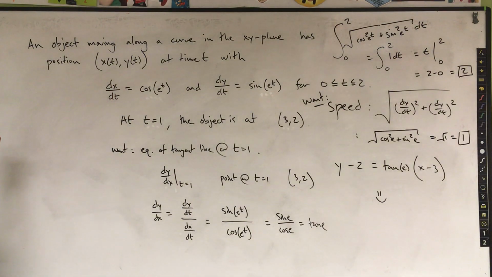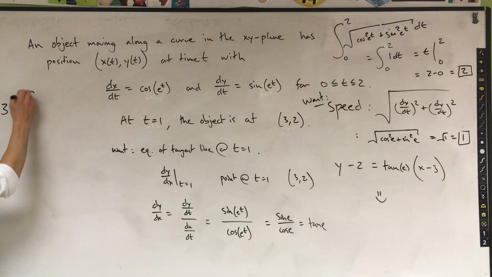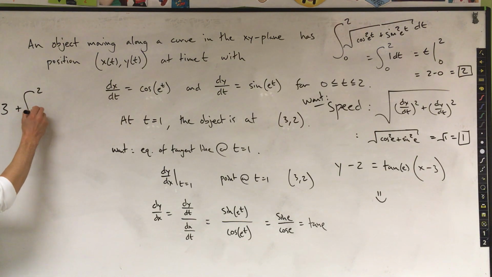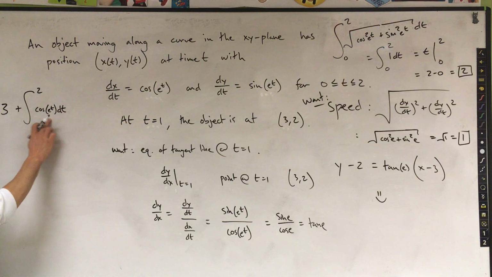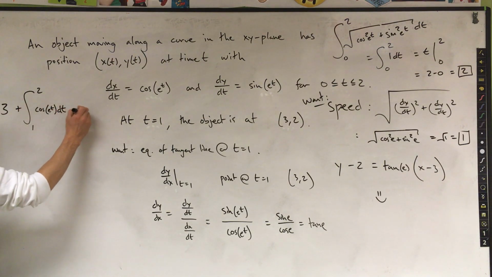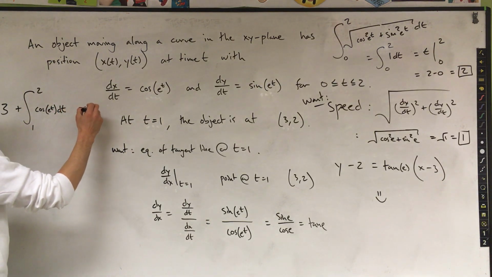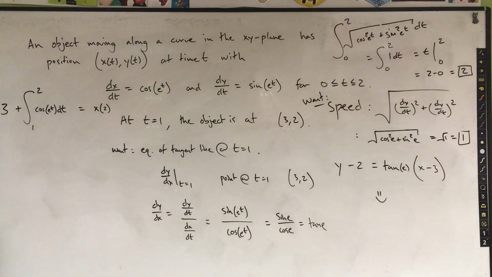So what is that going to look like? It's going to look like started at 3, then changed this much, right? This is the change in horizontal position between 1 and 2. So this should give me my answer, which would be x of 2. Okay?